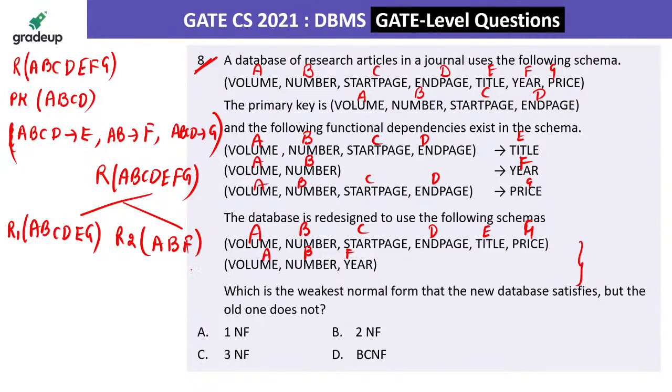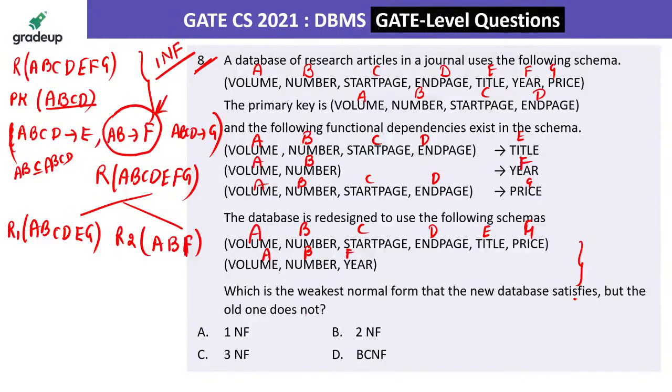Okay, now in the next line: which is the weakest normal form that the new database satisfies, but the old one does not? So can you try the old one? This one is in which normal form? The primary key is ABCD and the prime attributes are ABCD, right? But here AB determines F. Are you able to see? AB determines F. So AB is a subset of the key, that is ABCD, and it determines F, which is a non-prime attribute. So obviously this is in 1NF only.